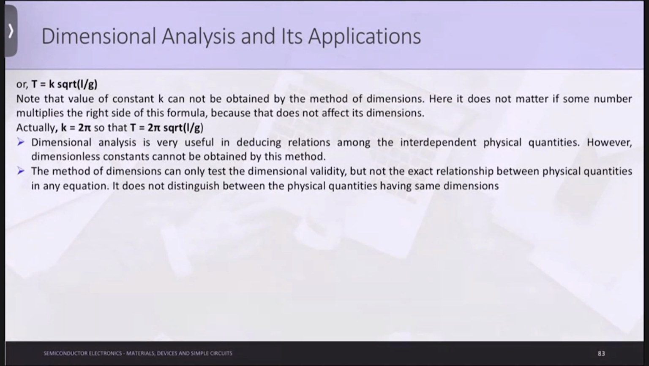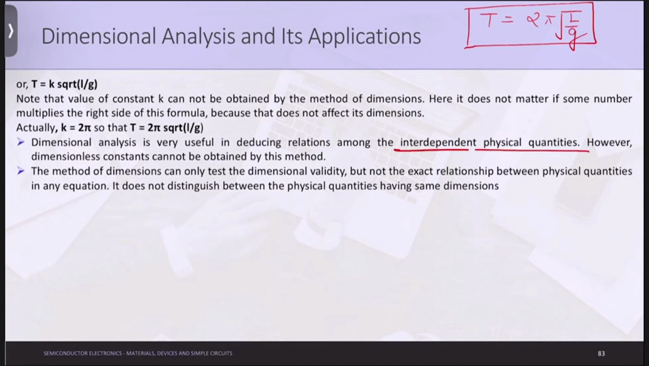Okay, so actually k is 2 pi, so that the time period is 2 pi under root L by g. This is also one of the important things in our class 11 and 12 syllabus, which you will understand in subsequent lectures or chapters. Therefore, dimensional analysis is very useful in deriving relations among the interdependent physical quantities.